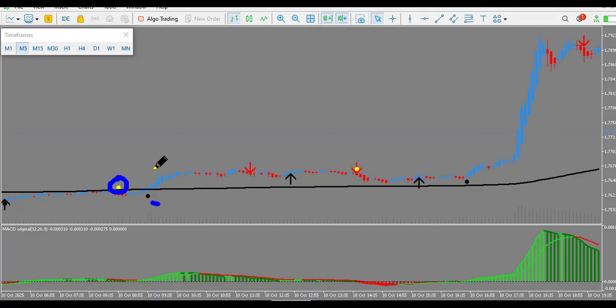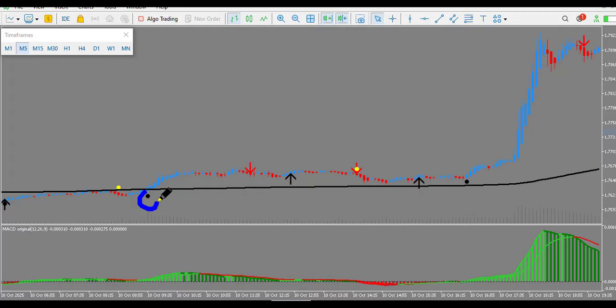At this particular point, we have the yellow PTI indicator here, but when you check the lower indicator here, it remains green. So it is not advisable that you enter a sell trade at this particular point. We do not have confirmation from the other indicators.